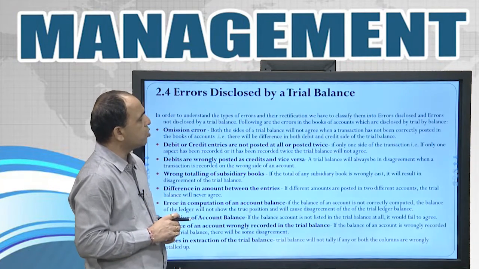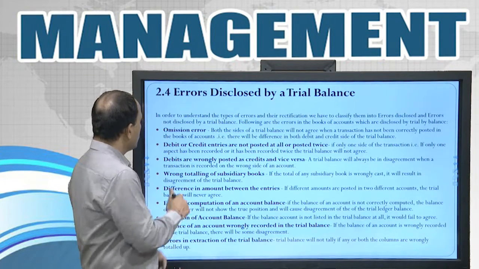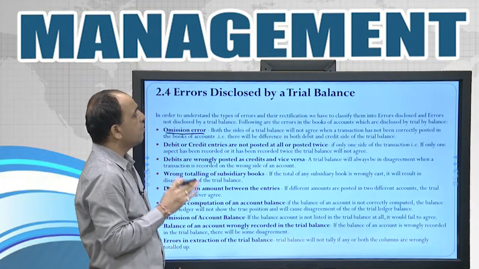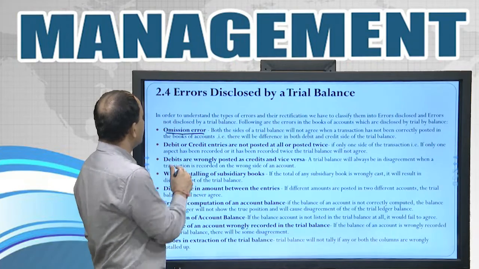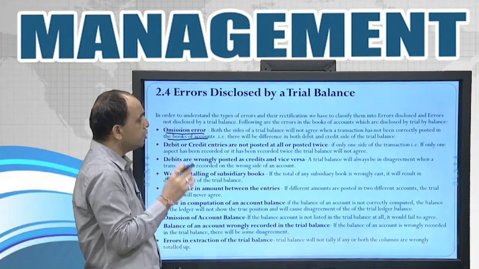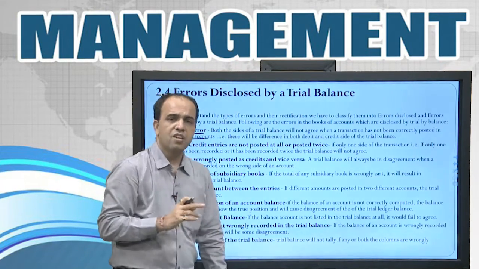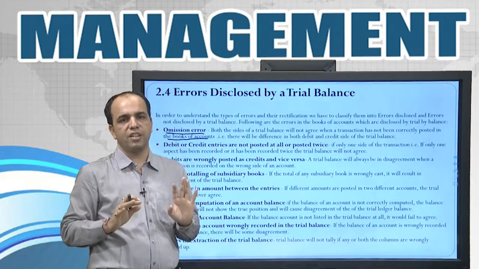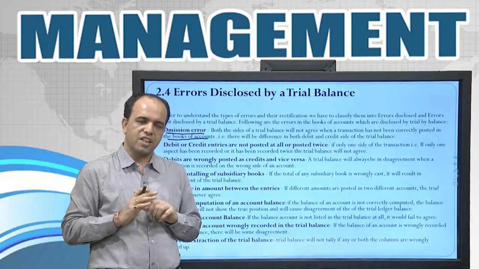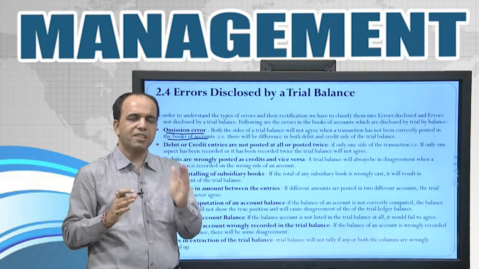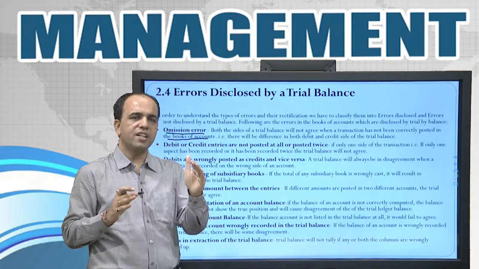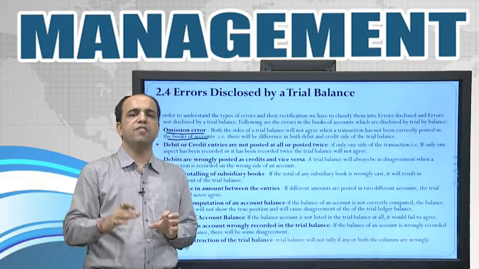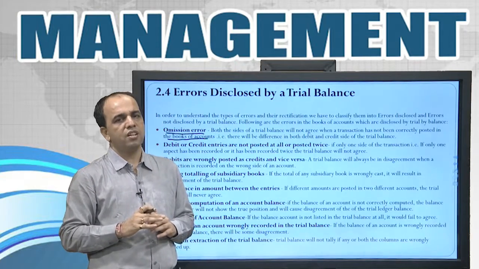Following are the errors in books of account which are disclosed by the trial balance. Error of omission: both sides of the trial balance will not agree when a transaction has not been correctly posted in the books of account. There will be a difference in the debit and credit sides of the trial balance. Friends, in case of error of omission, if the entire transaction is omitted, it is difficult to locate in the trial balance. But as I said, if it is partially omitted, it means half of the entry is recorded on the debit side or in a subsidiary book, but the second effect is not done properly, then we can identify it.